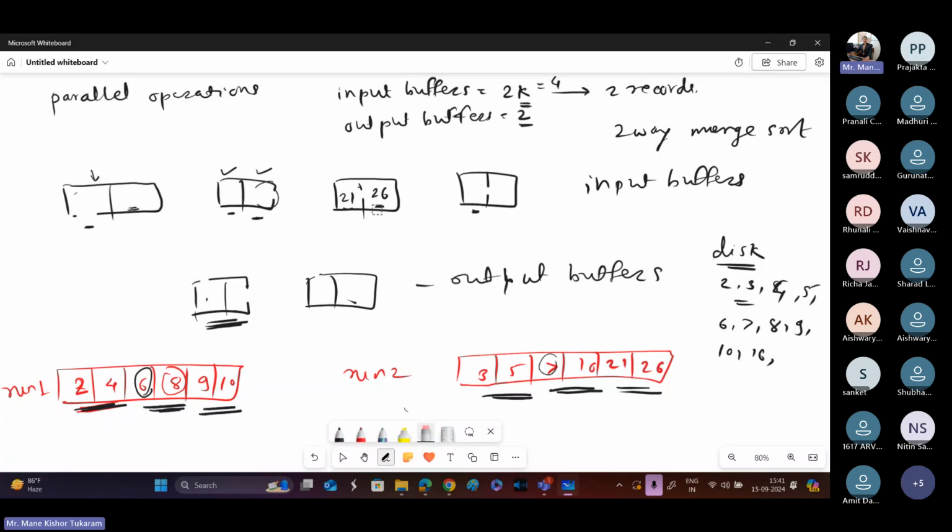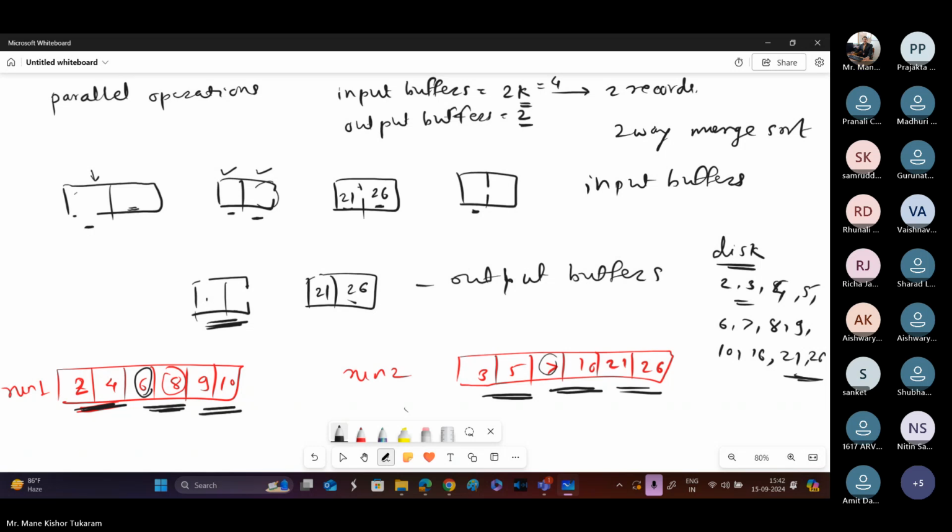So only two numbers are available. So I just load over here. That is 21 and 26. And later we can just move towards the disk. Okay, so this is the particular sorting: 2, 3, 4, 5, 6, 7, 8, 9, 10, 16, 21 and 26.